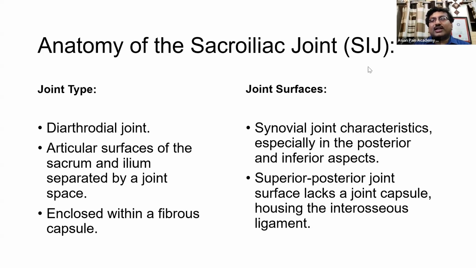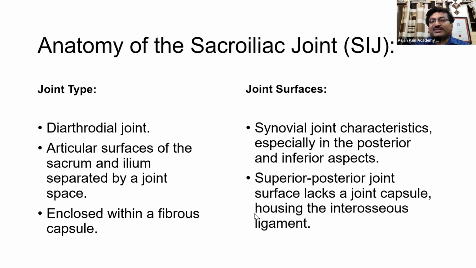So we all know regarding the anatomy, it's a diarthrodial joint, the articular surfaces of the sacrum and ilium, which are separated by the joint space. They are enclosed within the fibrous capsule. So ultimately, we have to go inside this fibrous capsule. This joint has synovial joint characteristics, especially in the posterior and inferior portion of the joint, and that is where we inject the local anesthetic and steroid.